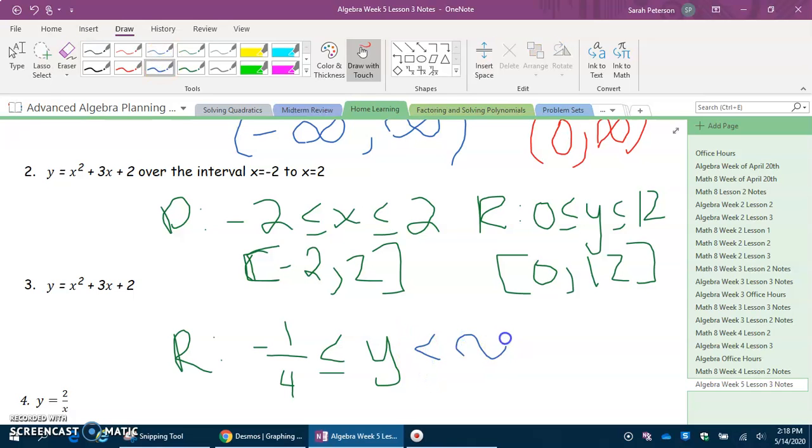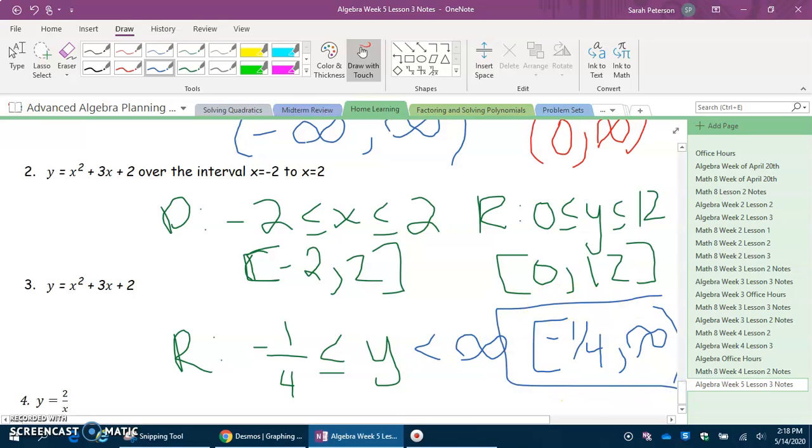And so this is where you've got to be careful with your signs. I can never actually get to infinity, so it's just going to be a less than sign and not equal to. So if I were to write it in bracket notation, it would look like -1/4 to infinity with a parenthesis. So that would be a hard bracket here and a soft bracket there, saying I can't have it equal to infinity, but I can have it equal to -1/4.